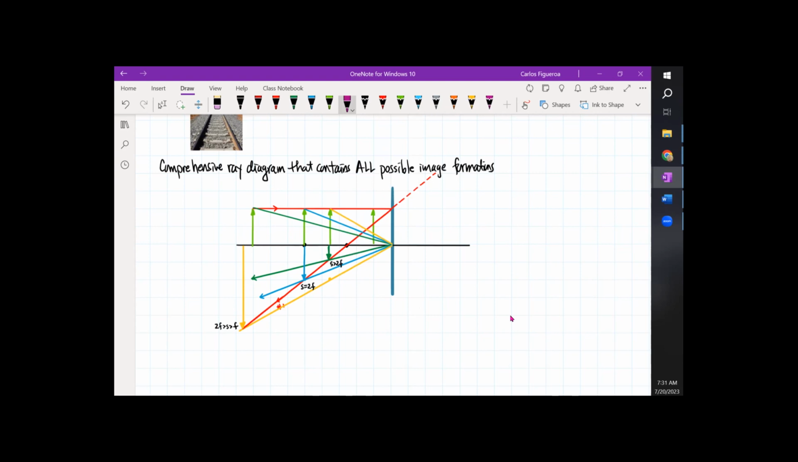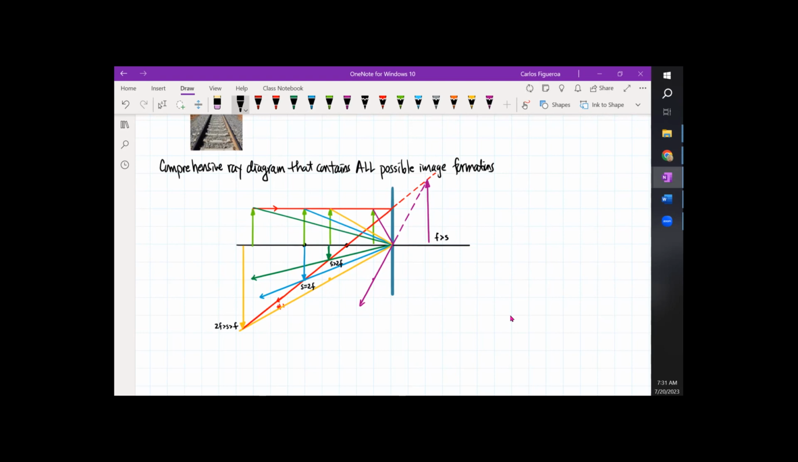And what does it do here? I've got to create my image point. So then it goes like this. And because these rays diverge, our eyes follow it backwards. So then you can see that this guy right here is my virtual image for F greater than S.